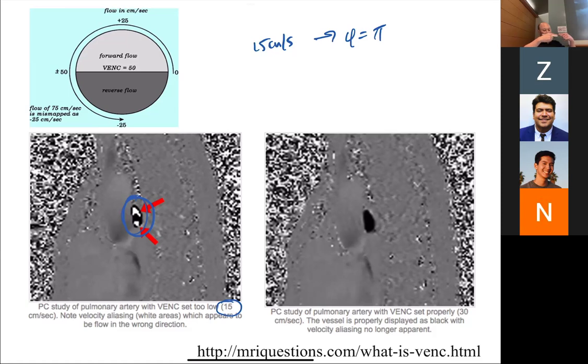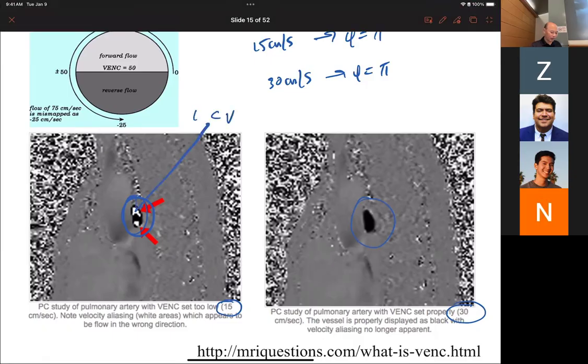If you didn't know that this was the case, then you might think, oh, there's some weird turbulent flow in here, we need to maybe do surgery on this person, right? Or maybe this is related to their symptoms. But in this case, they're showing you that if you set the VENC to 30 centimeters per second, so now 30 centimeters per second gives you a phase of pi, now everything is resolved. From there, you must conclude that these white spots must have had some velocity between 15 and 30 centimeters per second.